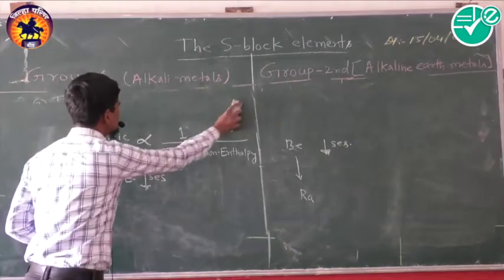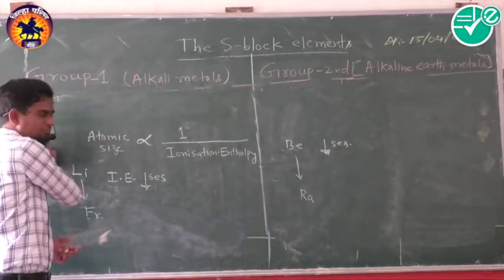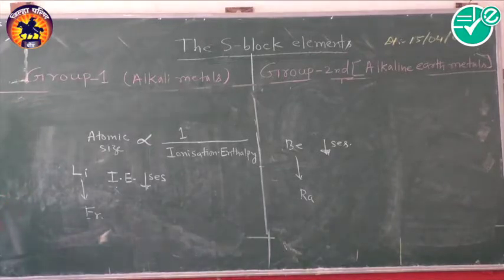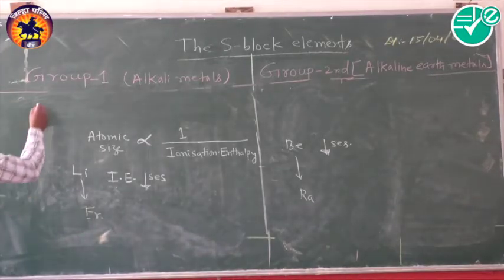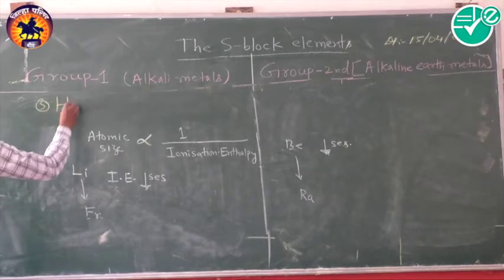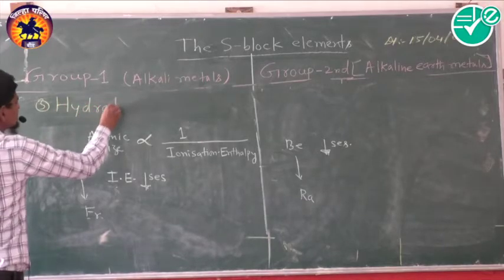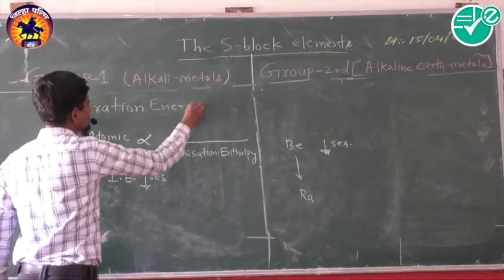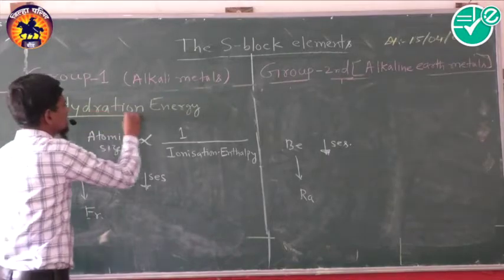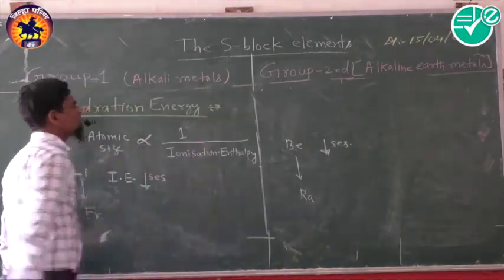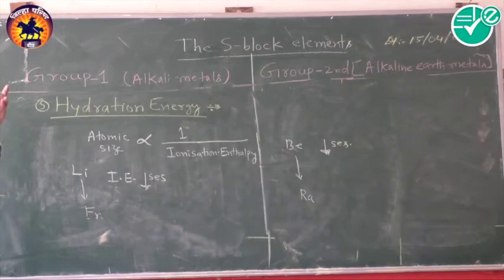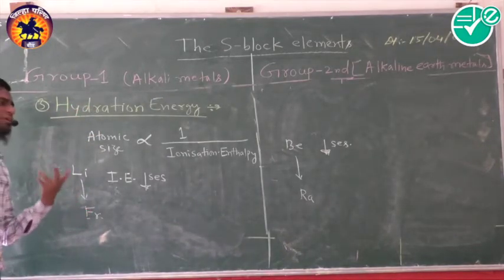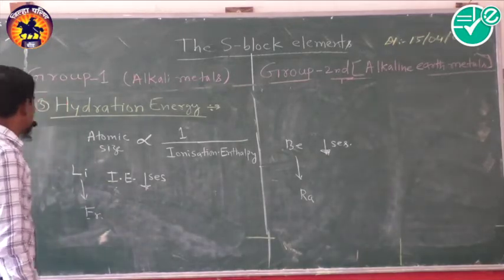Next property is hydration energy. Listen here. The third property is hydration energy. The amount of energy released when 1 mole of an ionic substance is dissolved in water. So hydration energy is for water. If you are taking another solvent, it is called solvation energy. We will discuss further about it.